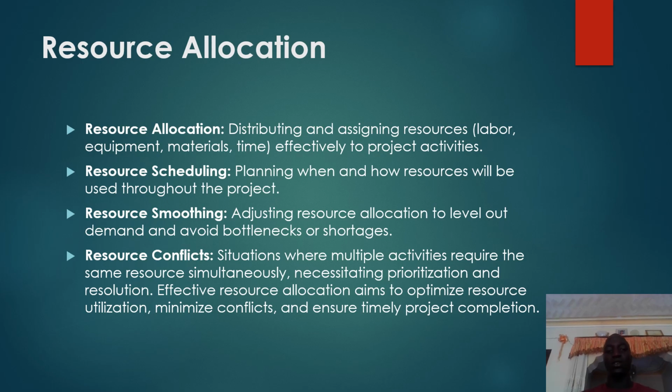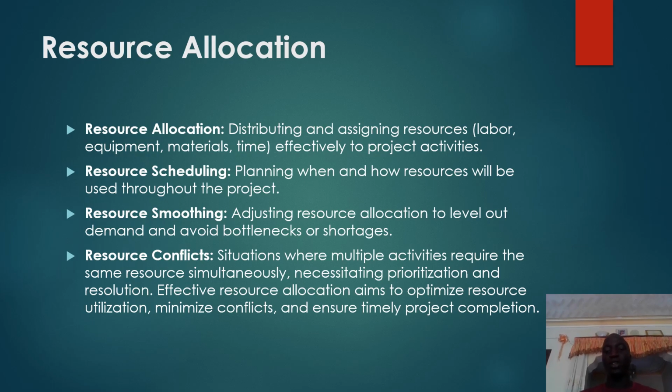Then we have resource allocation. Resources, I told you the kinds of resources. We have people, we have the financial resources, we have the infrastructure, and so on and so forth. Then we have resource allocation, which is distributing and assigning resources. Then we have resource scheduling, which is planning when and how resources will be used throughout the project. We have resource smoothing, which is adjusting resource allocation to level out demand and avoid bottlenecks or shortages. Then we have resource conflicts, which are situations where multiple activities require the same resource simultaneously, necessitating prioritization and resolution.